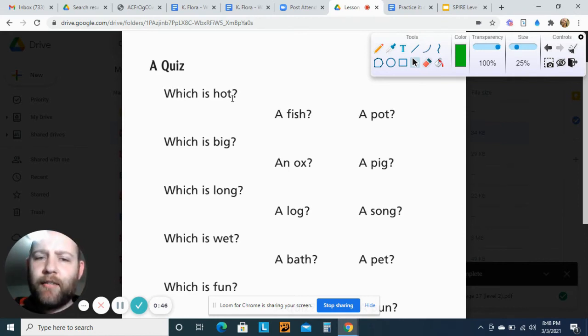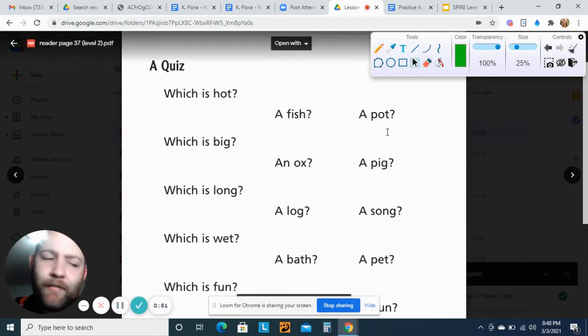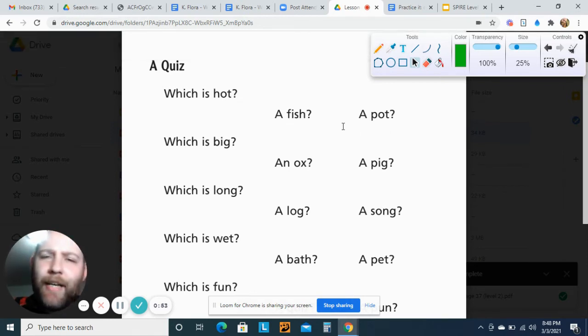Which is hot? Got a question mark, so it's a question, right? A fish or a pot? Now, when might a fish be hot? Well, when you cook it, right? It makes it hot. Is a pot always hot? It's only hot when it's being used to cook. So whenever there's some fire underneath of it, right? Or there's an electric burner. Okay, that's the only time when it's hot. When you don't have those things that heat it up, it's not hot.